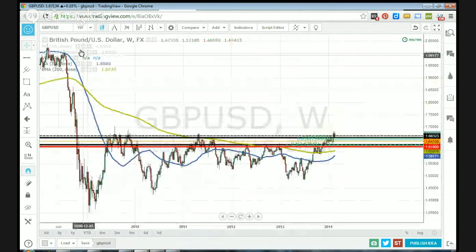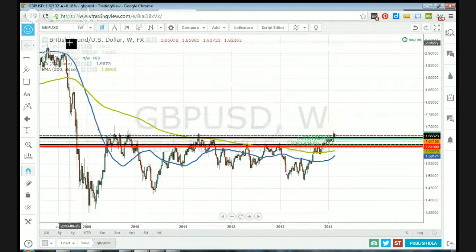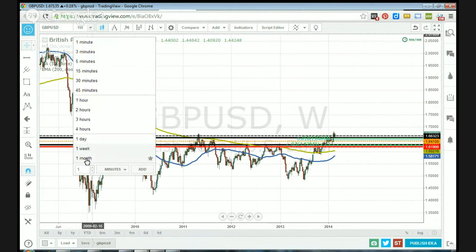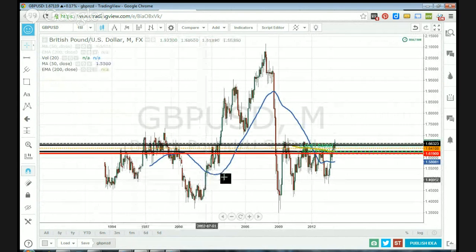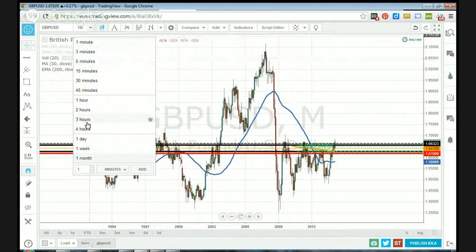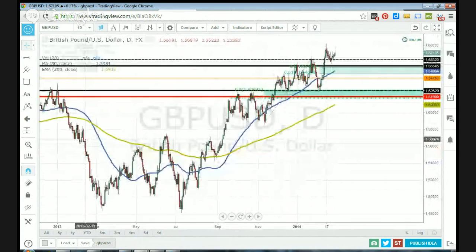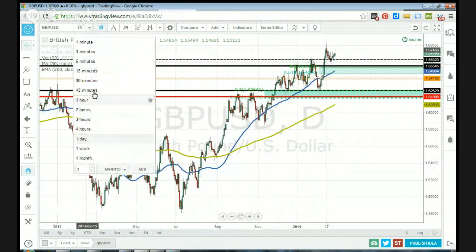Okay, it's still pretty range bound-ish. And this might be, let's see what it looks like on the monthly chart. Okay, ever since 2009, we're basically at the top of a range going back to 2009. Okay, let's see the weekly.